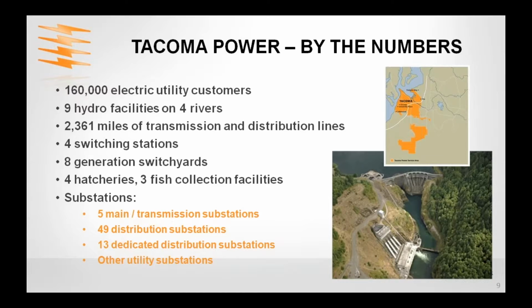Of that, there's 2,361 miles of transmission and distribution lines. There are 4 switching stations, 8 generation switch yards, 4 hatcheries, and 3 fish collection facilities. In addition to that, Tacoma Power employs approximately 780 employees. Of our customers, over 150,000 are residential and over 18,000 are commercial.